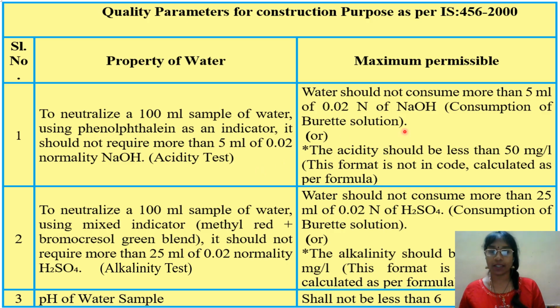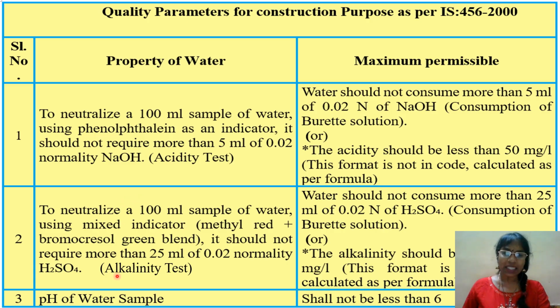So this code tells that water should not consume more than 5 ml of NaOH. If it is consuming more than that, then this water is not suitable. This also indicates it the other way, though this will not be there in the code: this 5 ml means how much the acidity of the sample should be. The acidity should be less than 50 milligram per liter. How we found this is given in the forthcoming slide.